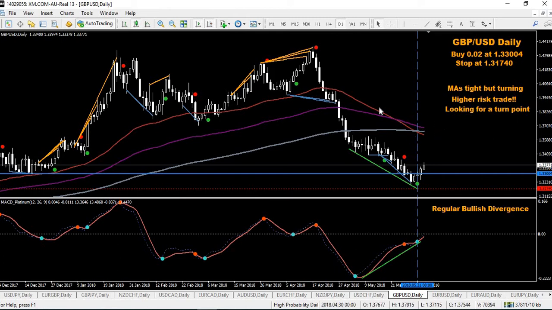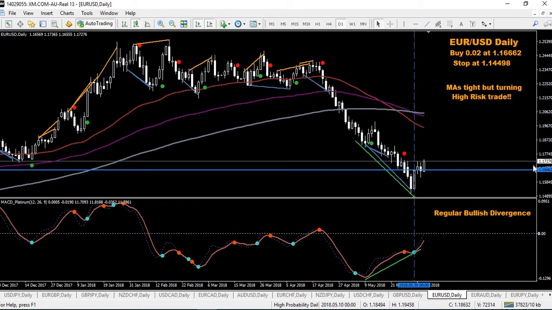The MAs are getting tight, possibly turning over. So ideally look to running the price up into those MAs. And as you can see, the MACD is getting close to zero level, but all looking good so far.